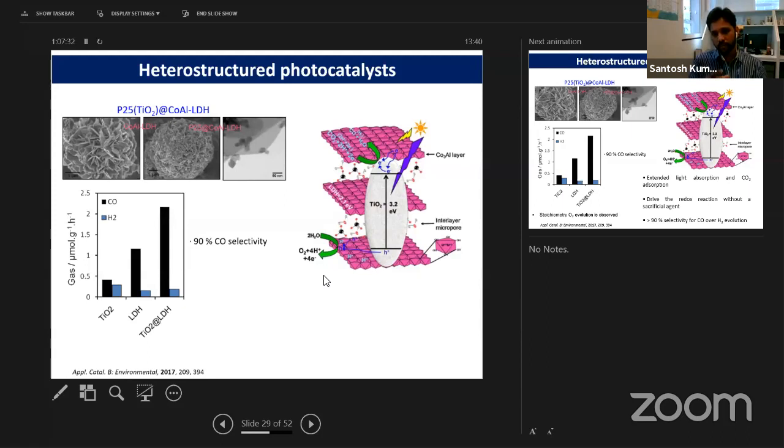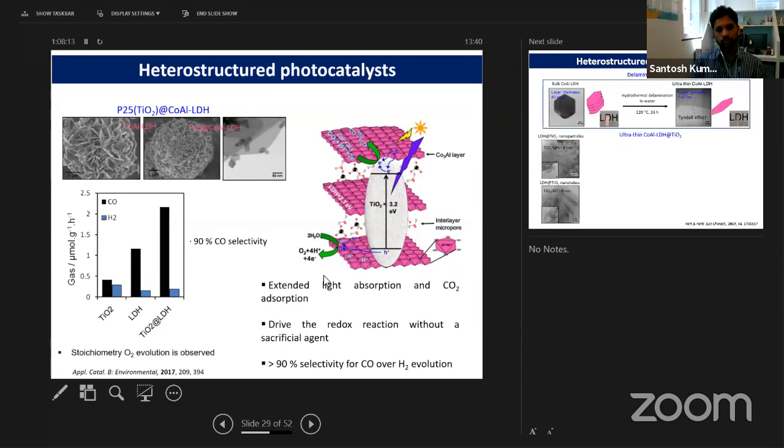So what we did is we combined titania with this layered hydroxide to complete this oxidation. Look at what happens when we combine titania with layered hydroxide. On the layered hydroxide, they have the potential to oxidize water to oxygen. And on titania, the electrons can react with carbon dioxide to produce carbon monoxide. So you're basically completing the redox reaction without using any additional reagent, so-called sacrificial agent, or you can call it scavengers or reagent, whatever it is. And we achieved extended light absorption and even CO2 absorption, because these layered hydroxides are very good for CO2 capturing.